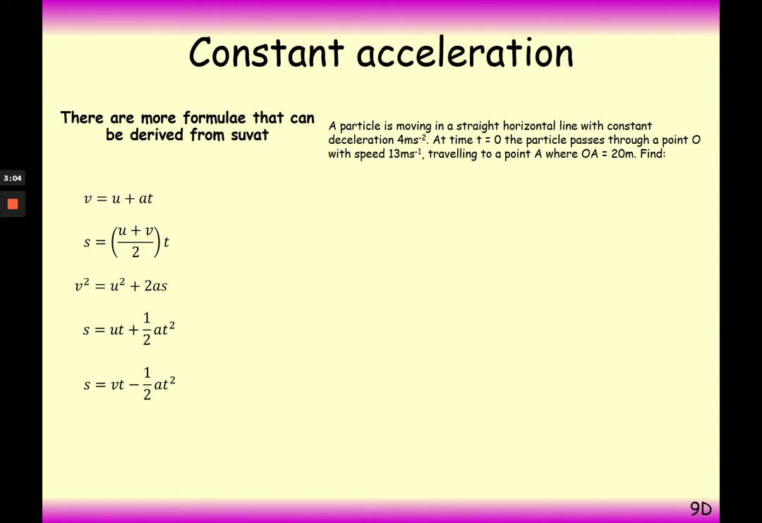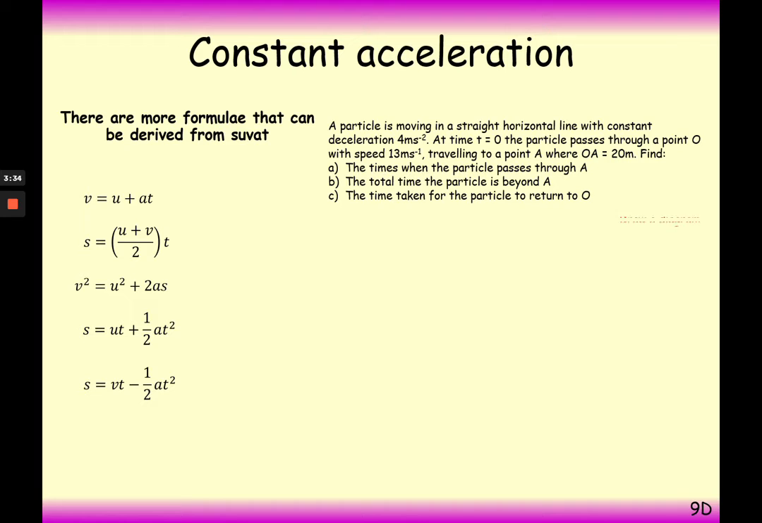Next example you go through, a particle is moving in a straight horizontal line with constant deceleration of 4 meters per second squared. At time t equals 0, it passes through point O with speed 13 meters per second, travelling to a point A where OA is 20 meters. And we're going to find the times when the particle passes through A, that's times plural. We're going to find how long it's beyond A. And then we're going to find the time for the particle to return to the origin.